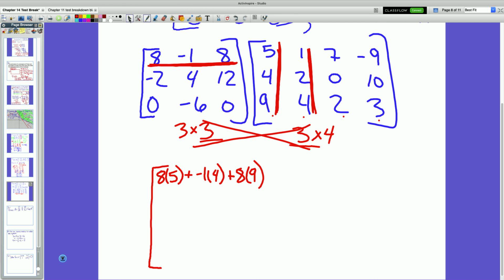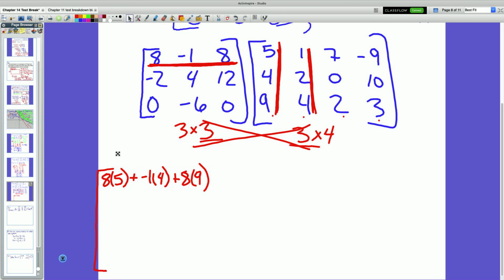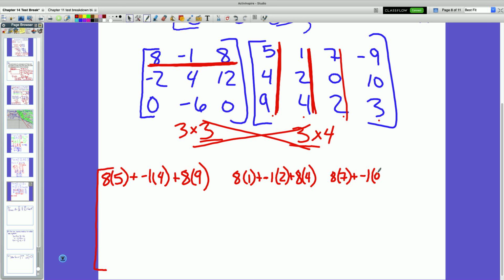Right? And I'm going to try and slide this over because otherwise I'm definitely going to run out of room. So let's try it here. Then I'll try and write smaller. So I'm going to have 8 times 1 plus negative 1 times 2 plus 8 times 4. Then I move over and do the next column. Same row though. So I have 8 times 7 plus negative 1 times 0 plus 8 times 2.